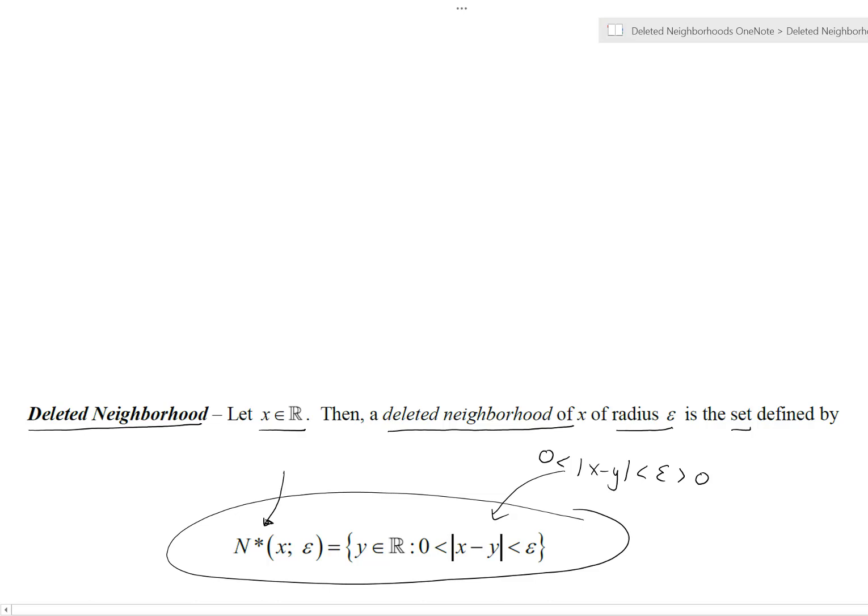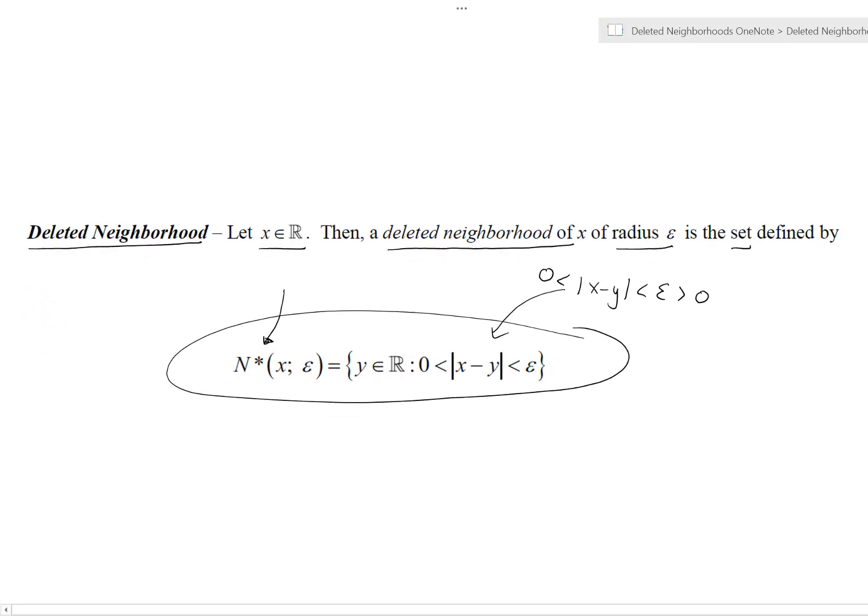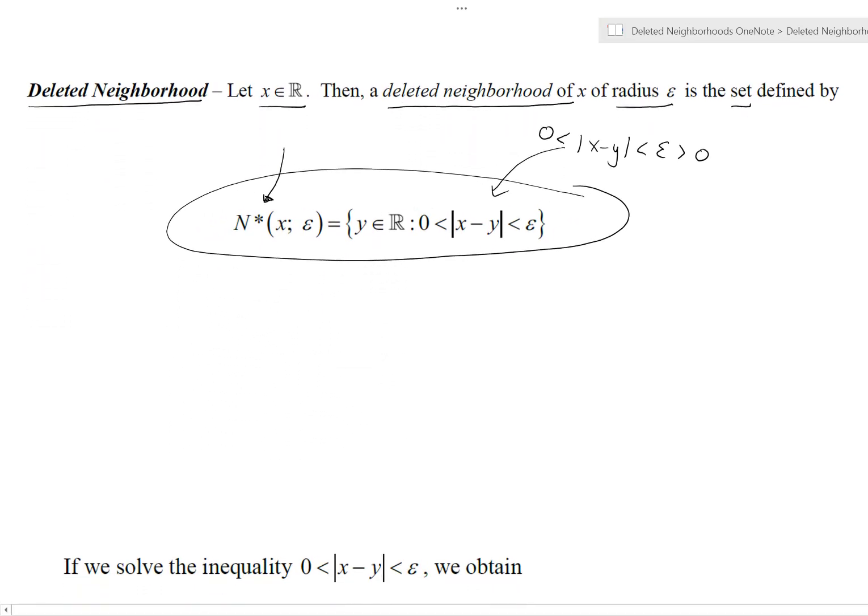You may recall that when we talked about the regular neighborhood of x with a radius of epsilon, the magnitude of x minus y could be 0, but in this case it cannot. And that's the real difference. Let's dissect it a little bit more. Let's solve the inequality within the set, which provides the restrictions on the relationship between x and y. And that is, solve this inequality right down here.